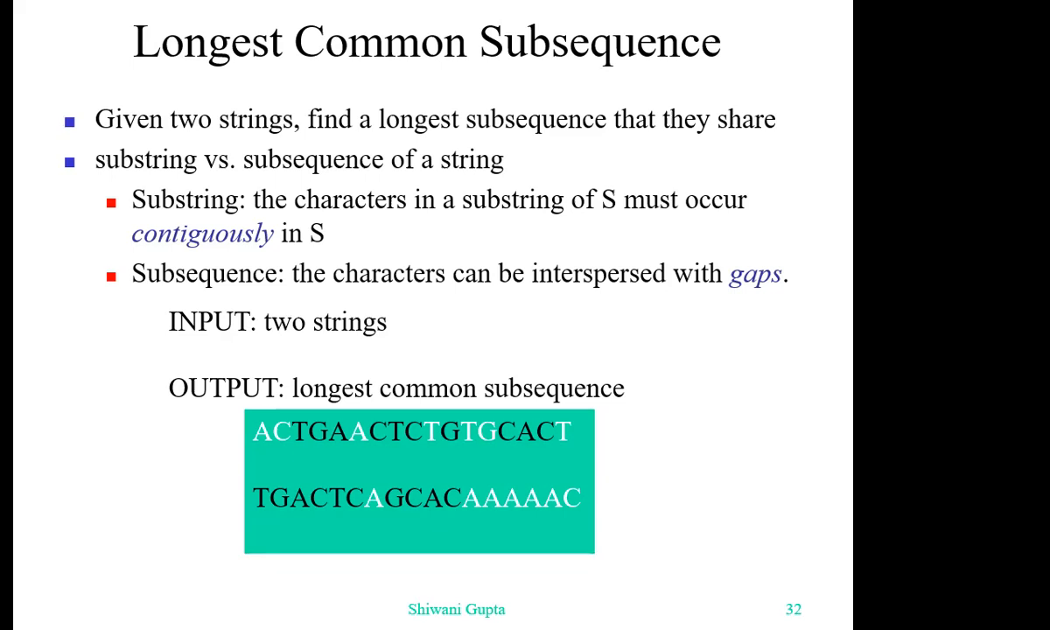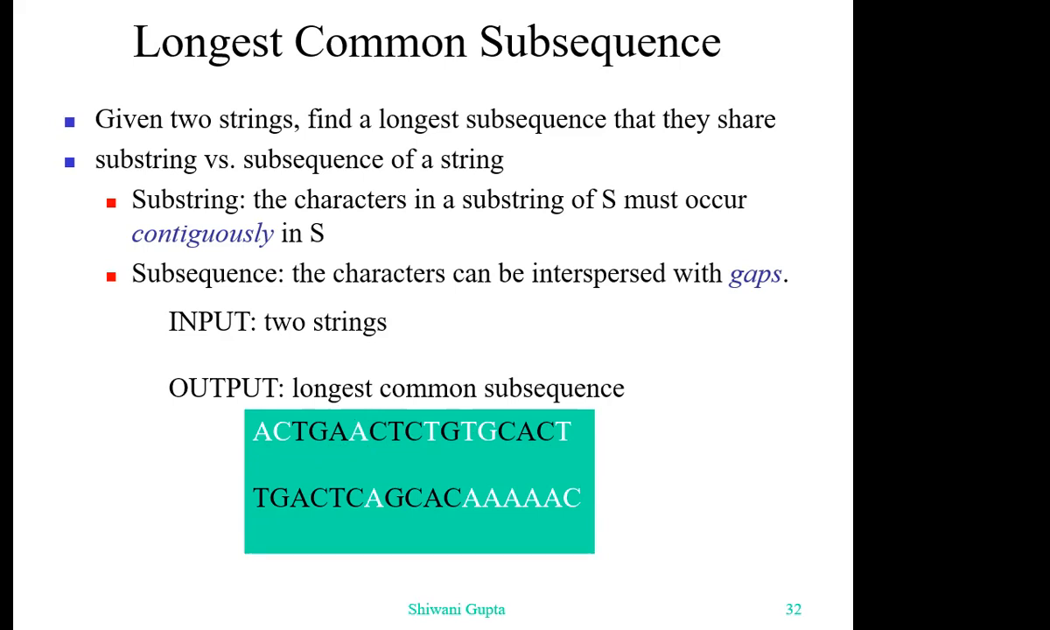So in a substring we have contiguous characters, as in the example, in the string given here, GAAC will be a substring and CTGT will be a substring, but in subsequences the characters can have gaps in between, but they must be in sequence.